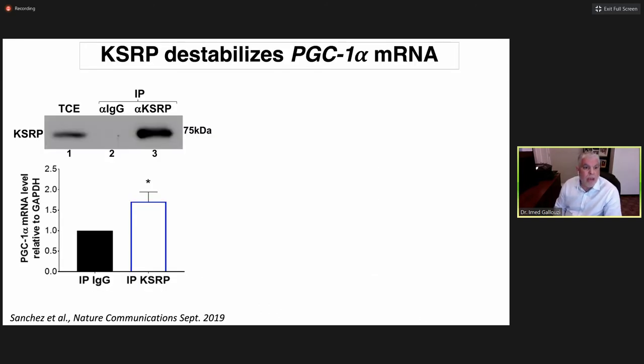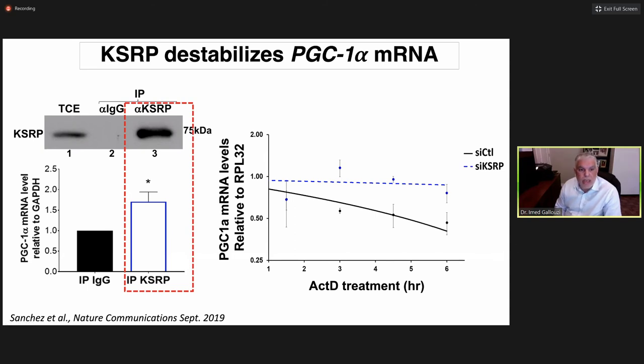First question: does KSRP associate with PGC1 alpha? We performed immunoprecipitation with anti-KSRP and IgG as a control. Immunoprecipitation worked, this is in Western blot. And this is a PCR where we assess the PGC1 alpha mRNA in the immunoprecipitate. As you see, we have an enrichment of almost 70%. So the answer is indeed: KSRP associates with PGC1 alpha mRNA.